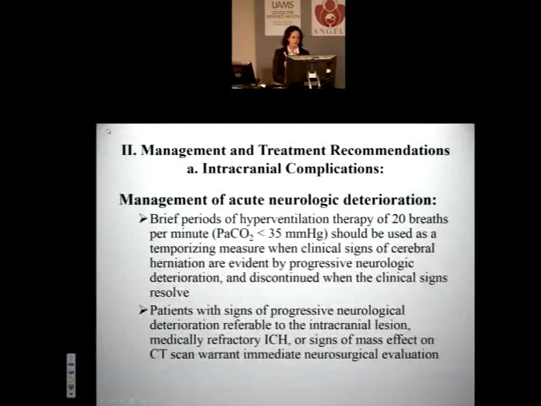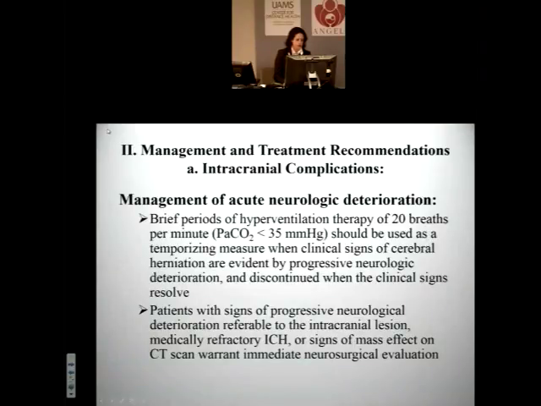Continuing management of acute neurologic deterioration. When the patient is developing signs of impending cerebral herniation, we can utilize brief periods of hyperventilation therapy of 20 breaths a minute for a PaCO2 goal of less than 35 as a temporizing measure, and then stop this measure immediately when the clinical signs of impending herniation resolve. This can be used an indefinite number of times, but with very, very close caution to watch the clinical signs in order not to overutilize this method.